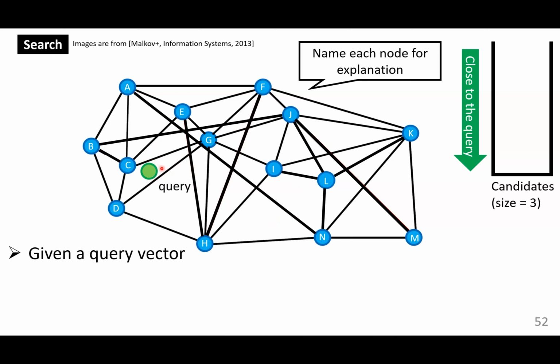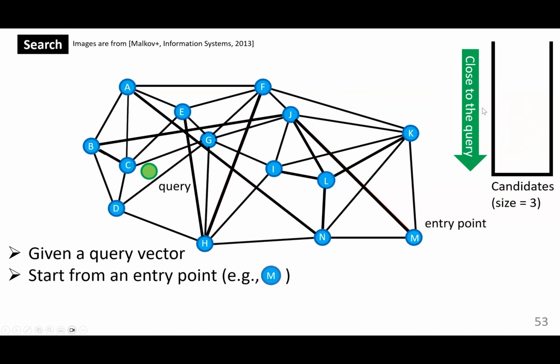So how do we do search? First, we prepare this candidate data structure. This is some array or some box. We put some candidates here, and the items inside are automatically sorted. I will explain that. Anyway, the important thing is that there is a size limit. The maximum number of items inside this candidate is 3. That's a definition.